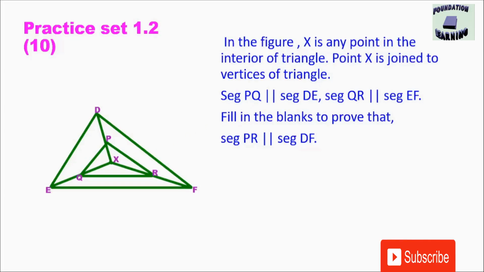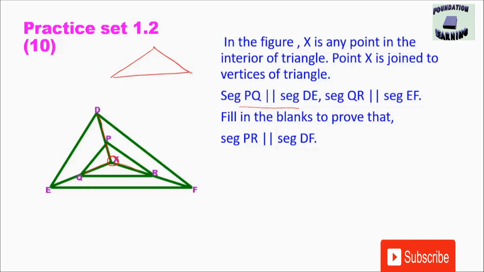Sum number 10. In the figure, X is any point in the interior of a triangle. Point X is joined to the vertices of the triangle. So this is a triangle and point X is joined to it. It's also joined to this. Sec PQ is parallel to DE.